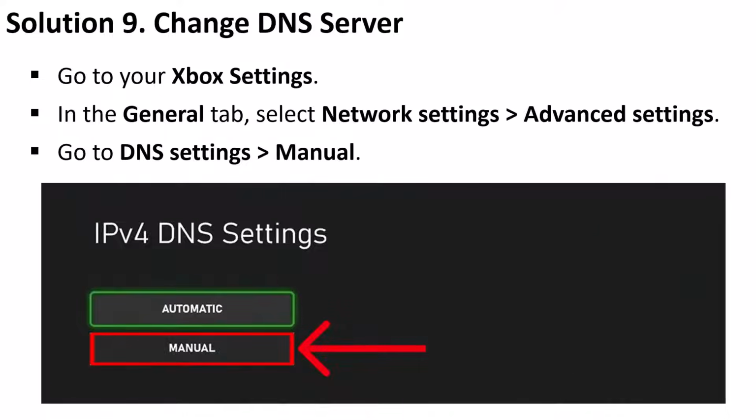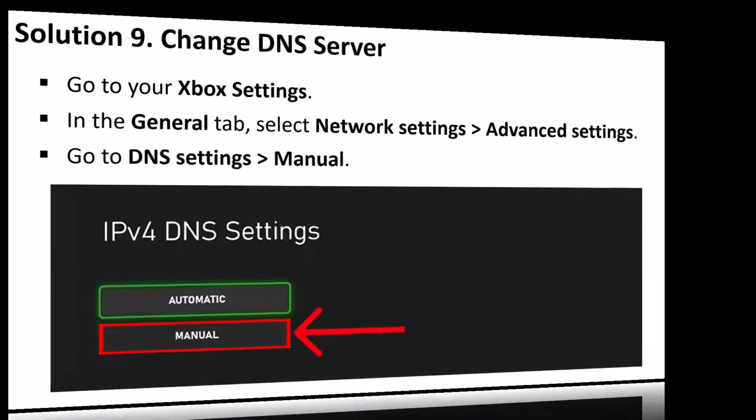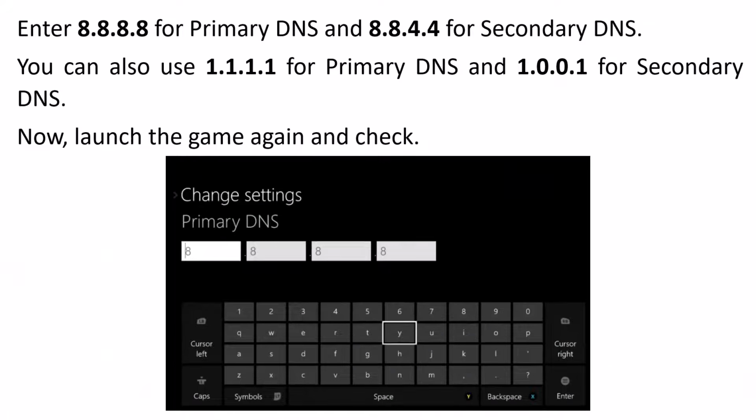Solution 9 is to change DNS server manually. Go to your Xbox settings. In the general tab, select network settings, advanced settings, go to DNS settings, manual. Enter 8.8.8.8 for primary DNS and 8.8.4.4 for secondary DNS. Now you can launch the game and check. If that doesn't work, then repeat the process and this time type 1.1.1.1 for primary DNS and 1.0.0.1 for secondary DNS. And then you can relaunch the game and check.